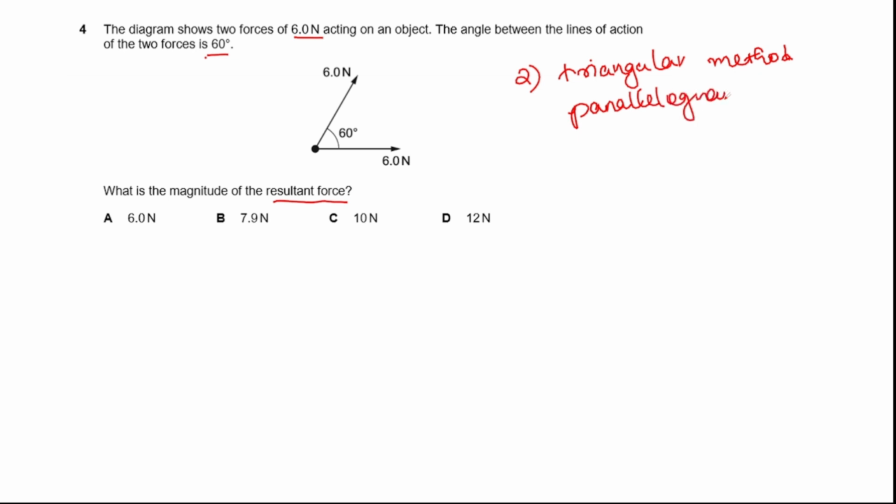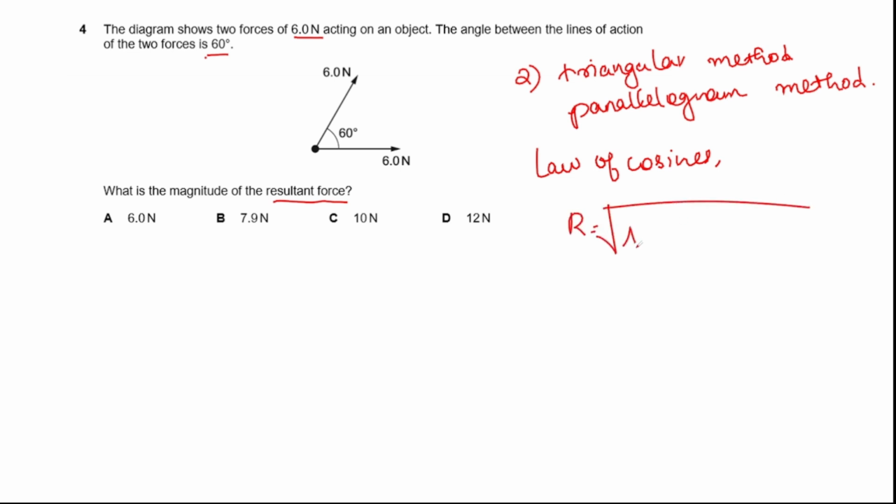So here, to find out the resultant, you can go for the law of cosines. Okay, that is also possible. That's also you can use. So the law of cosines can be used, and here the resultant will be the square root of a square plus b square minus 2ab cos theta. This is the formula gonna be.